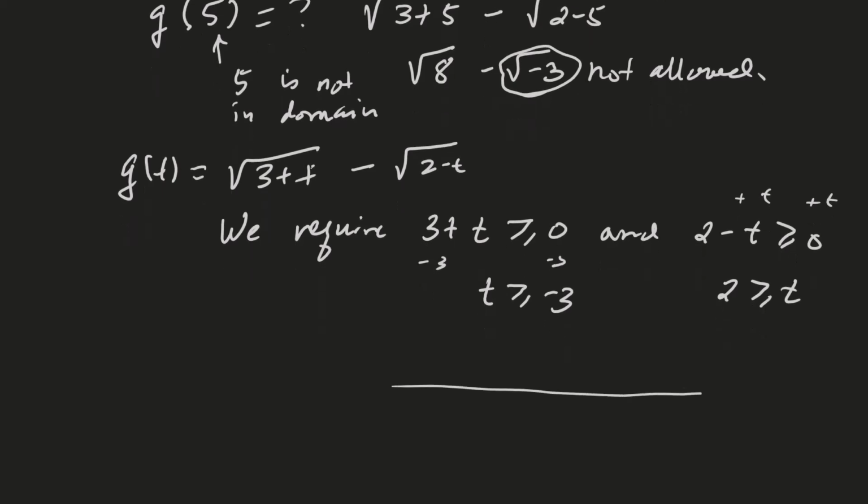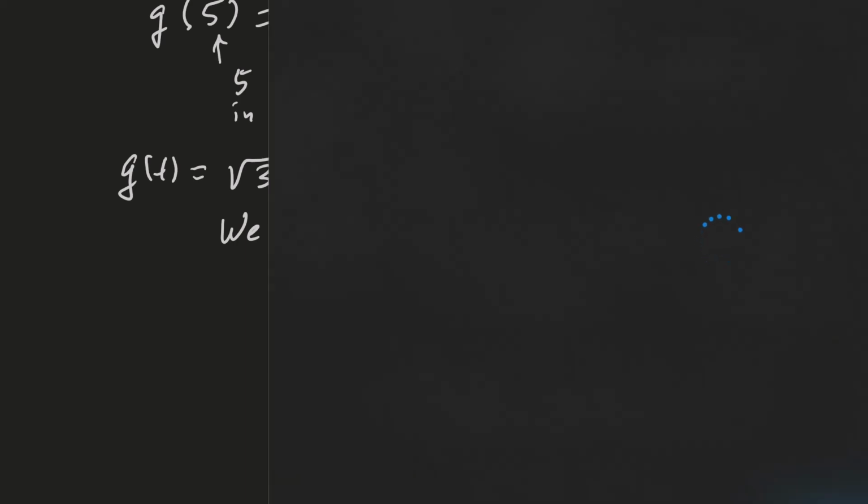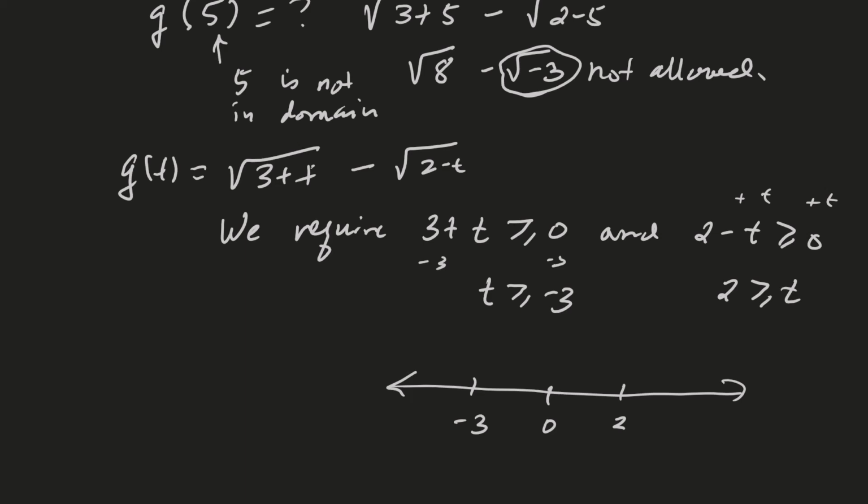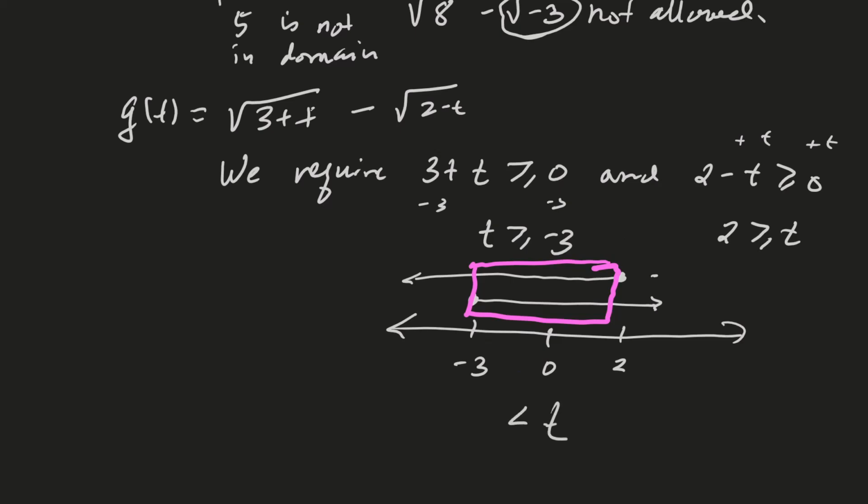And so if you're not sure how to solve that, you can look at that on a number line. Minus 3, 0, 2. So my first expression says that t is bigger than or equal to minus 3. And then the second expression says that t is less than or equal to 2. And so altogether then, our domain is going to be this interval that satisfies both of those. So that says that t is bigger than or equal to minus 3, less than or equal to 2. Good.